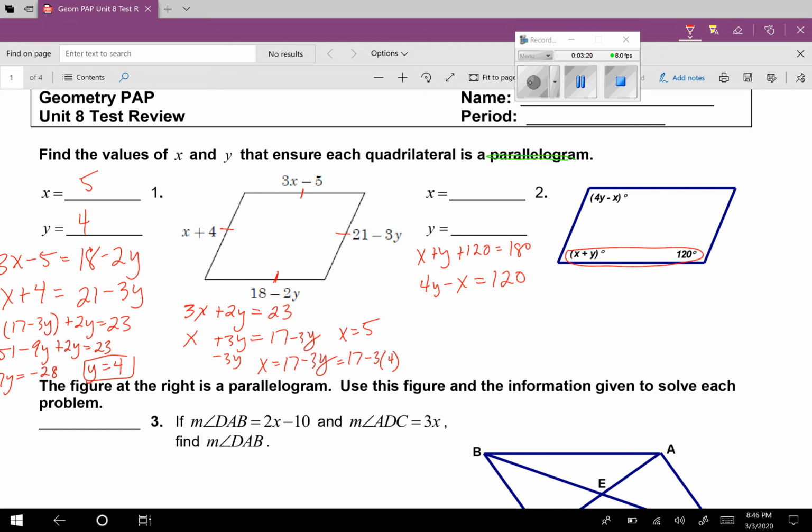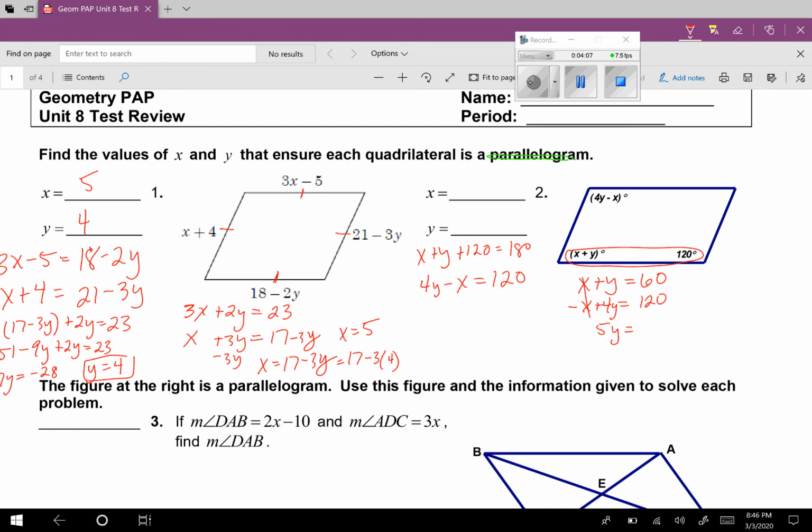Okay. We can easily do elimination here. So we can rewrite this second one. So I have x plus y. And then I'm going to move the 120 over here. Would be equal to 60. Because 180 minus 120 is 60. And then we have negative x plus 4y equals 120. Okay, now see the x and the negative x are already going to cancel, so we're just adding the two equations together. So those will go away.